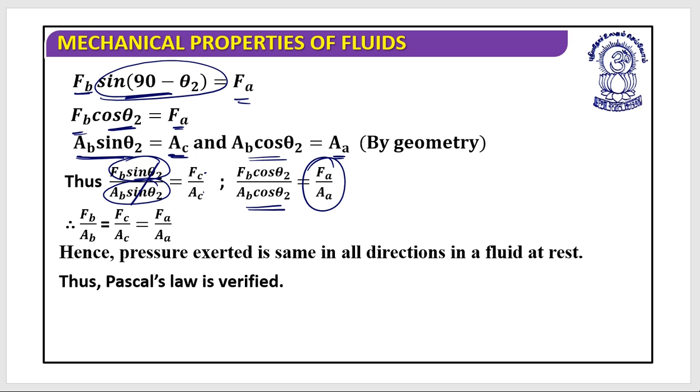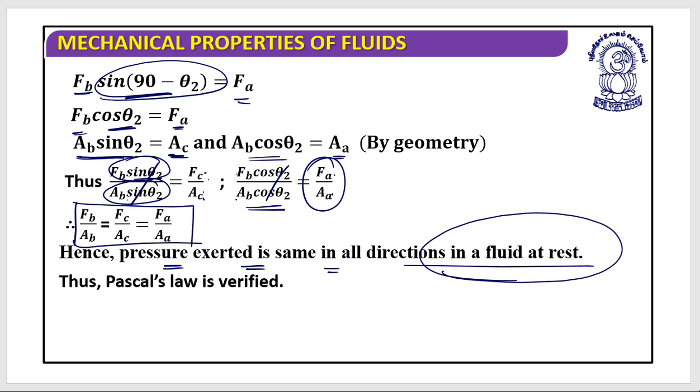The theta 2 terms cancel, so FB by AB equals FC by AC, as well as FB by AB equals FA by AA. So FB by AB equals FC by AC equals FA by AA. So the pressure exerted is the same in all directions when the fluid is at rest. Thus Pascal's law is verified. I hope this is clear. Is it clear?